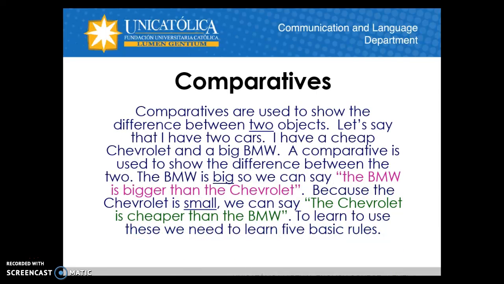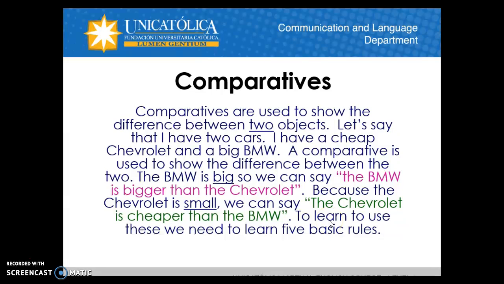Comparatives. Comparatives are used to show the difference between two objects or two people. Let's say that I have two cars. I have a cheap Chevrolet and a big BMW. A comparative is used to show the difference between the two. The BMW is big, so we can say the BMW is bigger than the Chevrolet, because the Chevrolet is small. So we can say the Chevrolet is cheaper than the BMW.